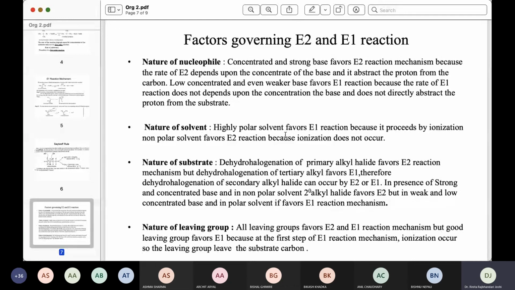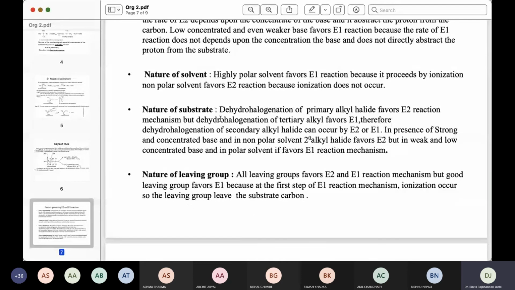Okay, highly polar solvent favors E1 reaction. किन त? Because it proceeds by ionization. जहाँ ionization हुन्छ, polar solvent favors. And even the non-polar solvent favors the E2 reaction mechanism because it does not occur by ionization. Right? The principle हो. त्यसै गरेर nature of the substrate.